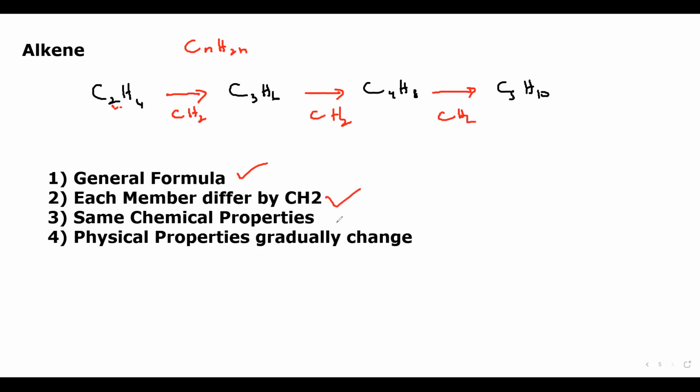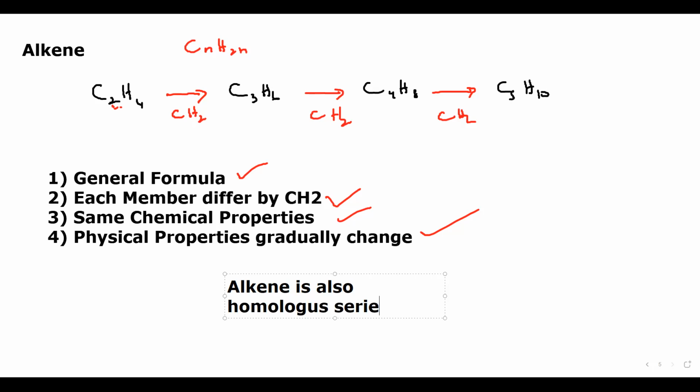Later we'll discuss their chemical and physical properties. We will find that the physical properties gradually change slightly, but the chemical properties are identical. So like alkane, because it fulfills all the properties, alkene is also homologous. So alkane and alkenes both are homologous because they follow the characteristics.